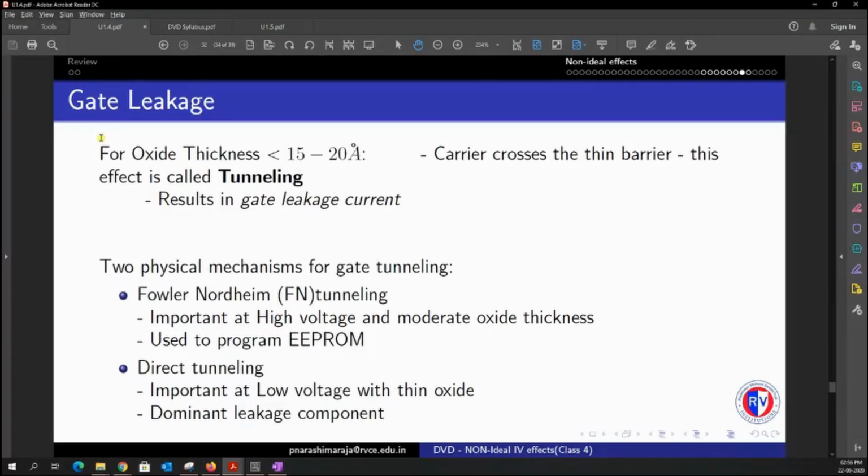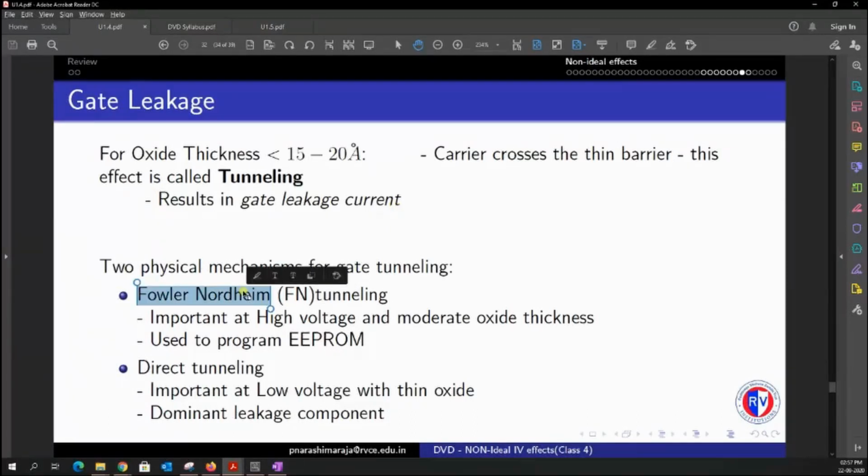As I said, this leakage happens because the oxide thickness for lower technologies has dropped to almost 15 to 20 angstrom, which is about 10 to the power minus 10 meters. Due to this, a phenomenon known as tunneling happens, and that results in this gate leakage current. Again, this gate tunneling can be classified physically into two kinds of mechanisms.